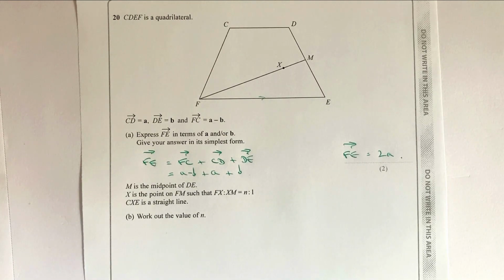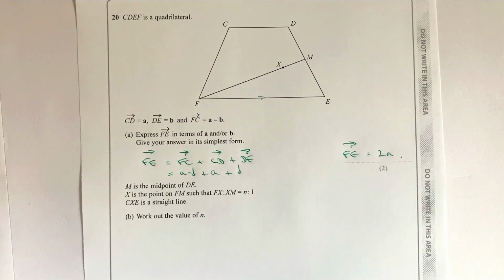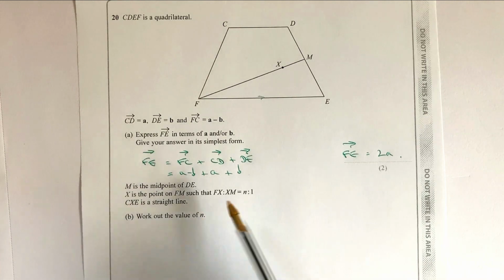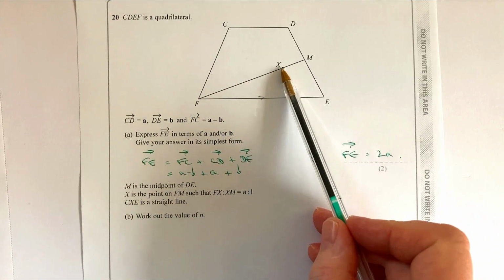You've got 2 marks out of the 6 on offer with this particular question. The second part of the question, however, is much more challenging. So let's have a look at how we can work this out. We're being asked to find the value of n because we've got FX and XM.